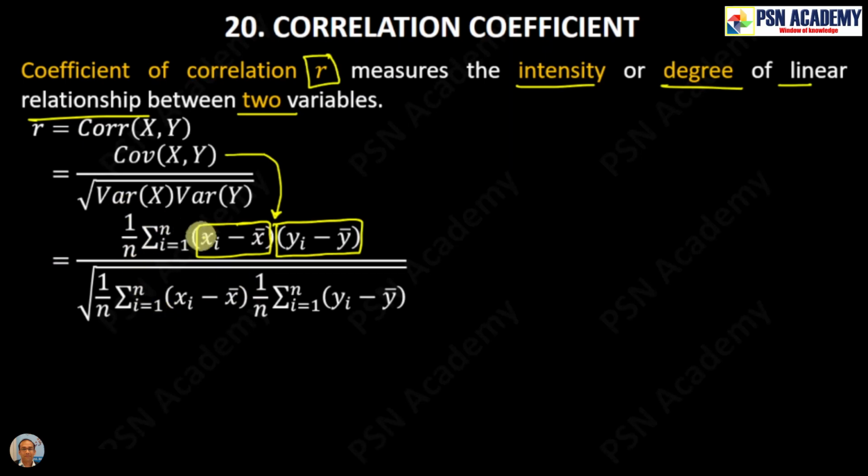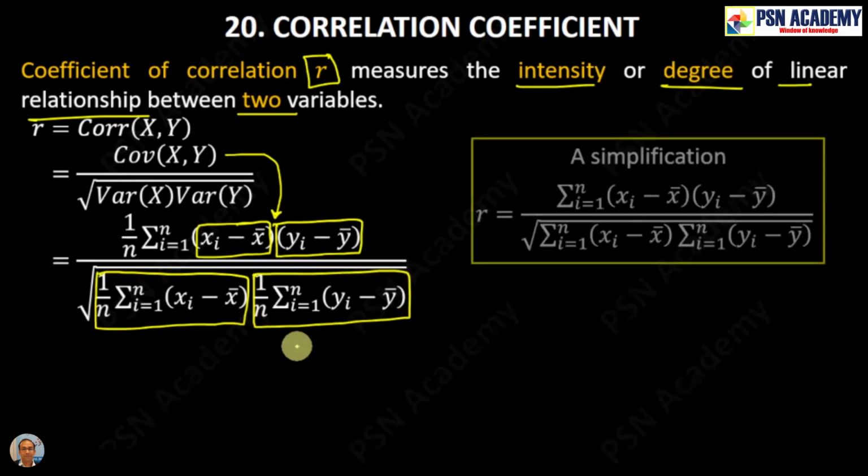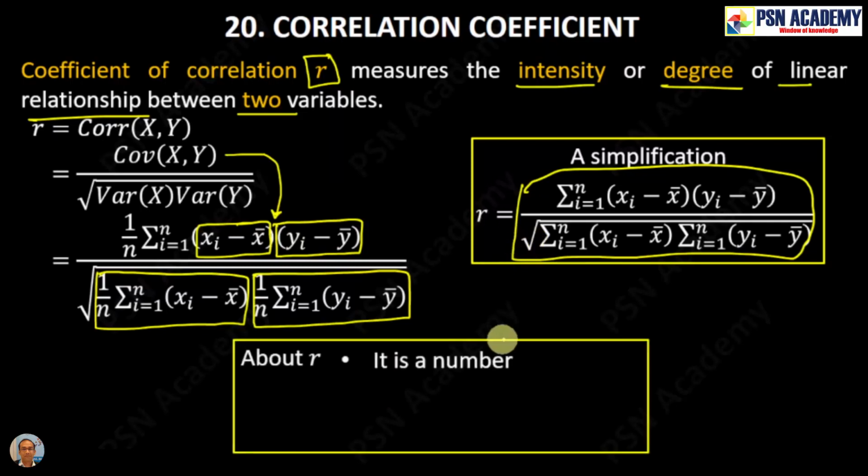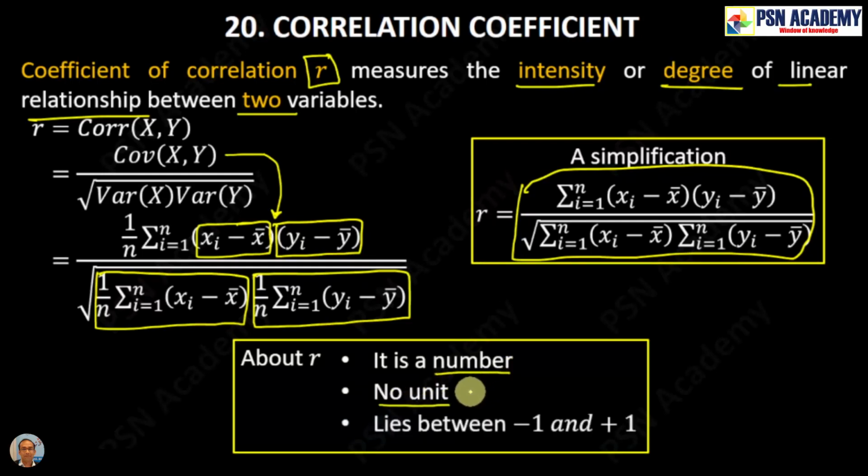And on the lower side, you have the variances, variance of x, that is this part, and the variance of y, that is this part. And you can have a simplification. You get rid of these 1 by n's, and this will do good for your calculation of r. Now, regarding r, we have 3 points to be noted. First one is, it is a number. Second, it has no unit. And the third, it lies between -1 and +1.